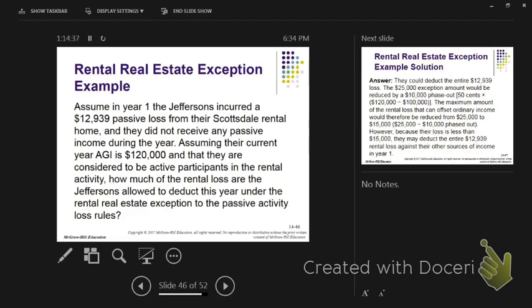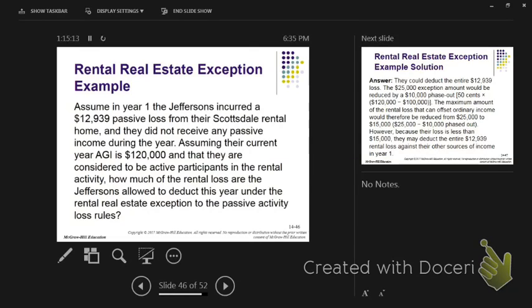All right, so the Jeffersons incurred a loss in their rental, and they didn't have any passive activity. Their current AGI is $120,000. They are considered active participants. How much of their rental loss could they deduct with regard to their rental real estate? $15,000? Okay.